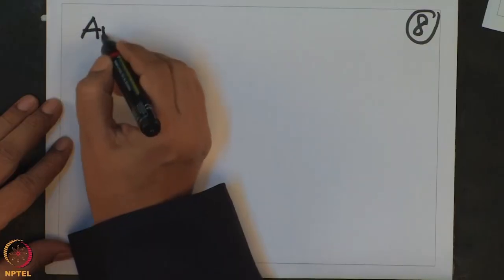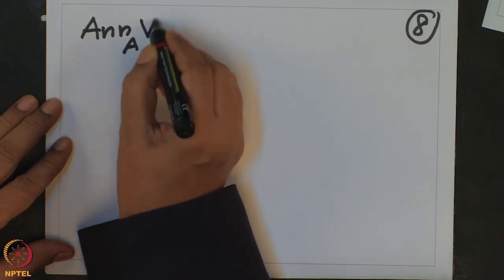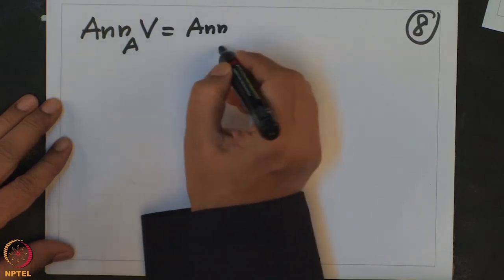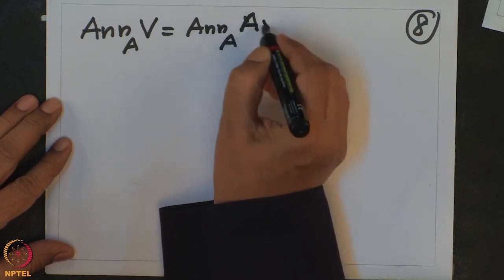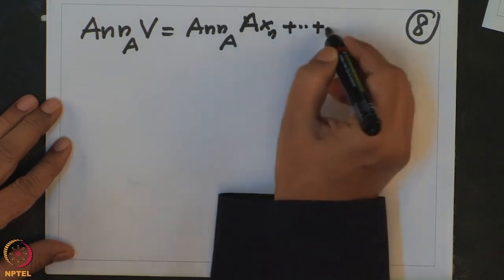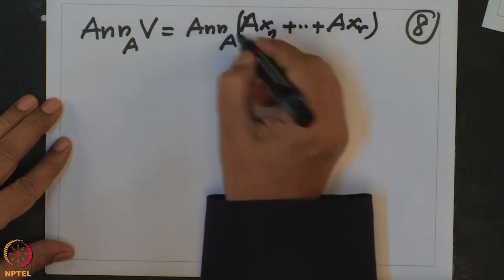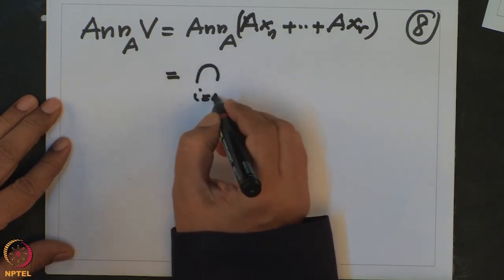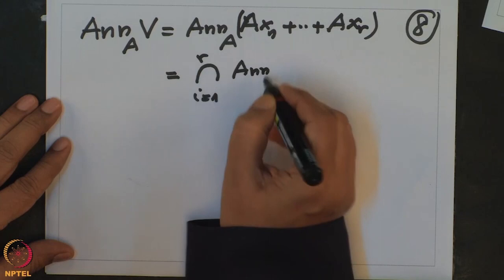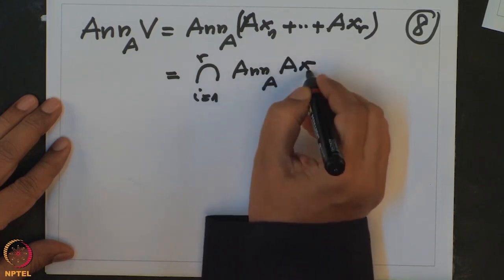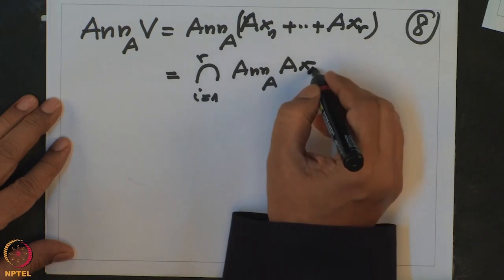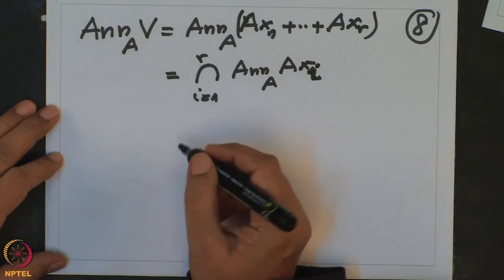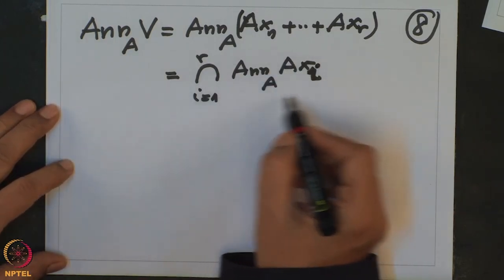P contains the annihilator. So what is the annihilator of V? Annihilator of V is the annihilator of this sum AX1 plus AXR, because V is equal to this. And what is the annihilator of the sum? That is the intersection. So the intersection, I from 1 to R, of annihilators of the elements, ideals, the submodule generated by AXI. But this is the intersection of these ideals.